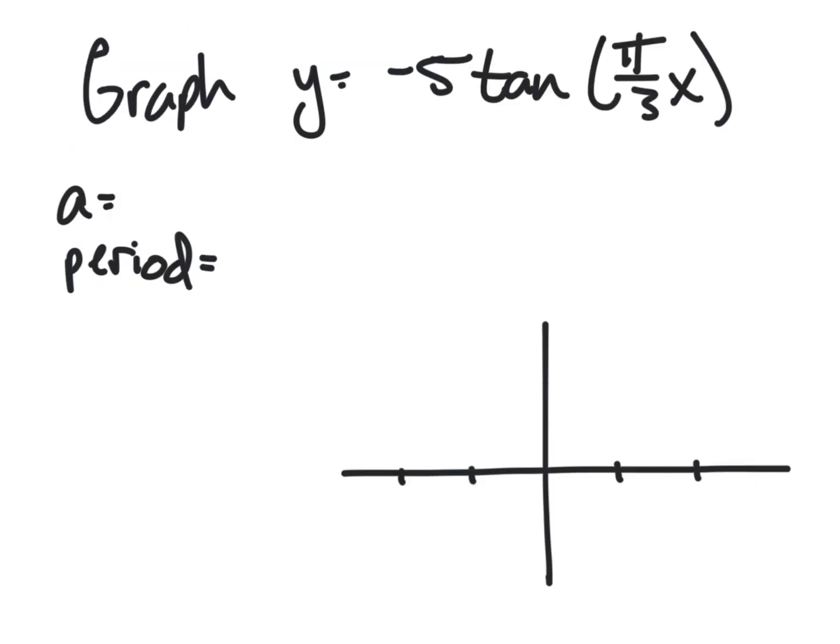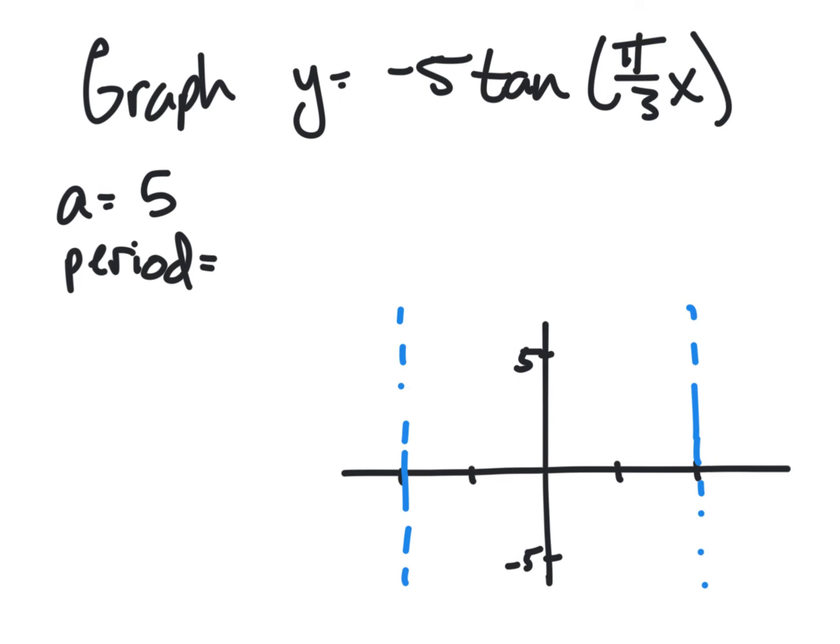Lastly, let's graph y equals negative 5 tan of pi over 3 x. So since there's no phase shifts or vertical shifts, as soon as we know A, which is 5, I know that this is going to go up to 5 and down to negative 5. Because I didn't shift it left or right, I know in 2 increments this way I'm going to have a vertical asymptote, and the same 2 over here.